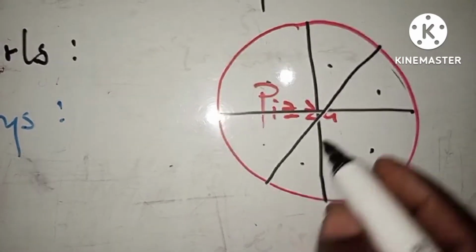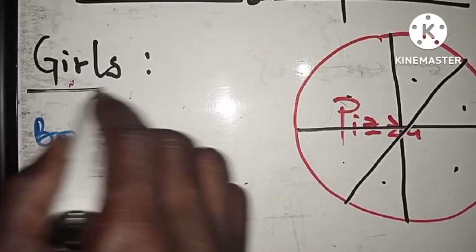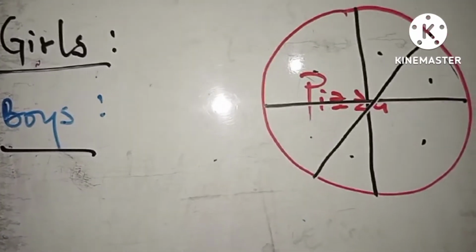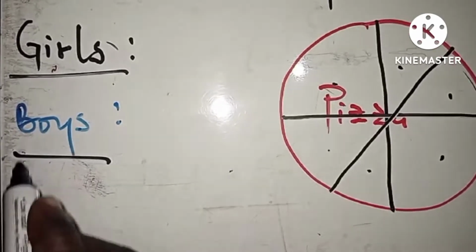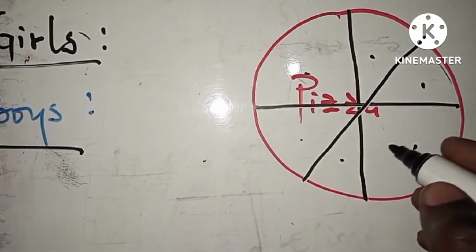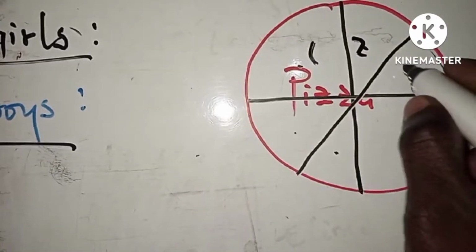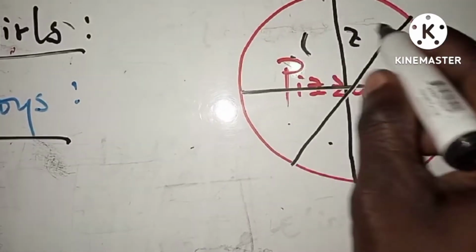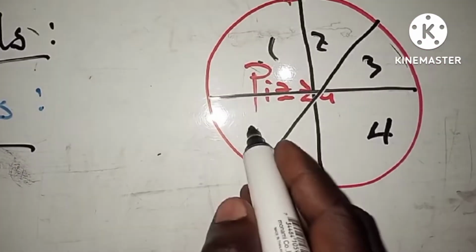We want to determine the ratio of sharing this pizza between the girls and the boys. Of course, we know that ladies enjoy pizza more than boys. Assuming the ladies are taking 4 out of the 6, so 1, 2, 3, and then 4, these first 4 portions belong to the ladies, and the boys are taking just these two.